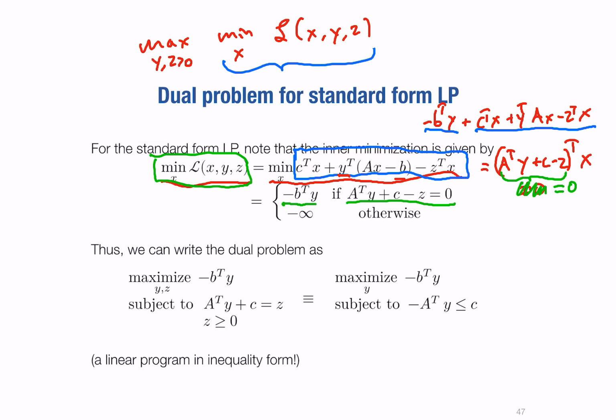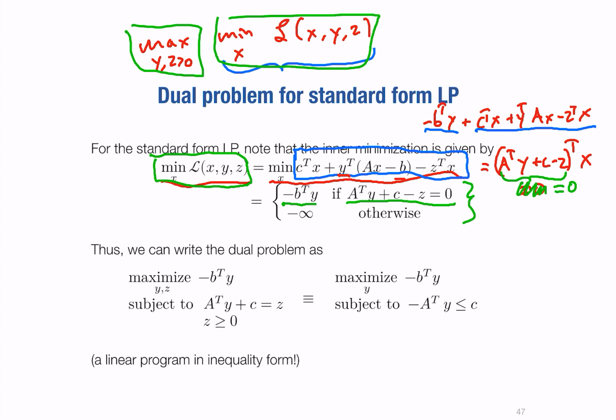So what's really interesting here is that we can actually write this as another linear program. Remember, our original problem is to maximize over y of this thing. But now we know that this thing is equal to negative b transpose y if a transpose y plus c, and z is equal to 0, and negative infinity otherwise.